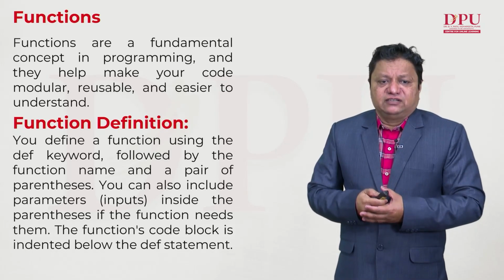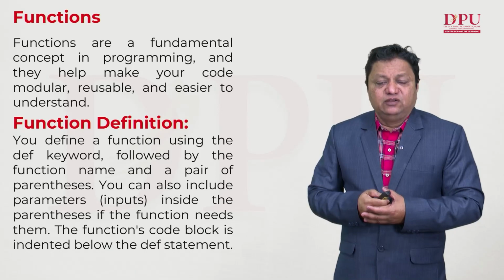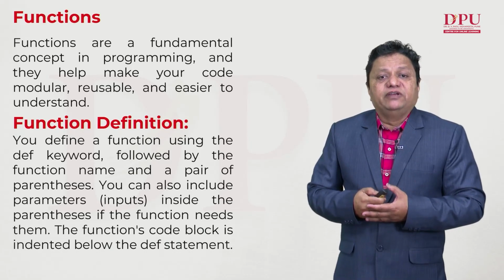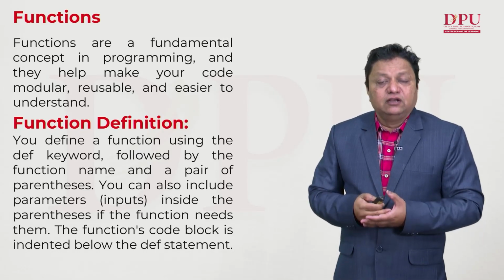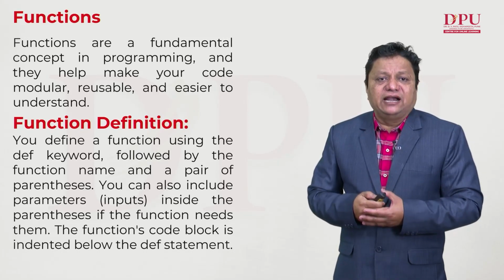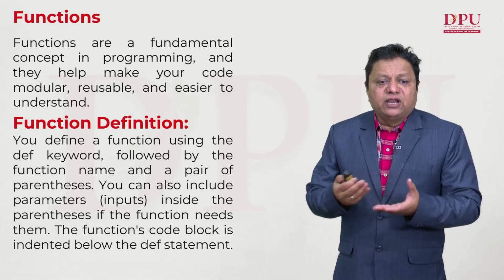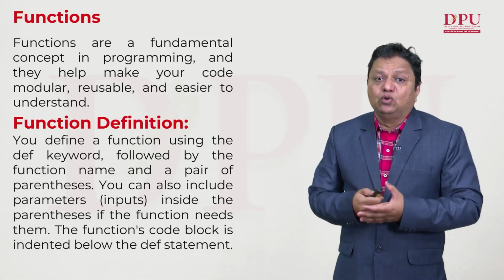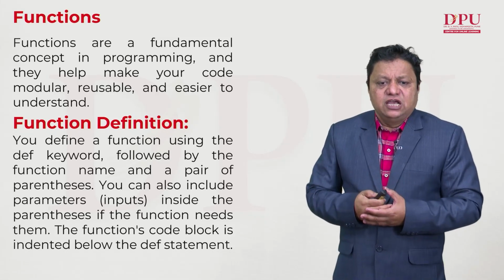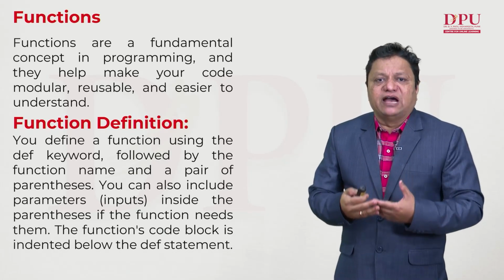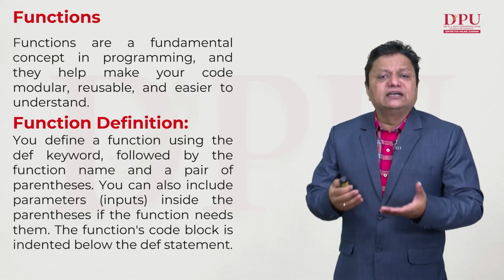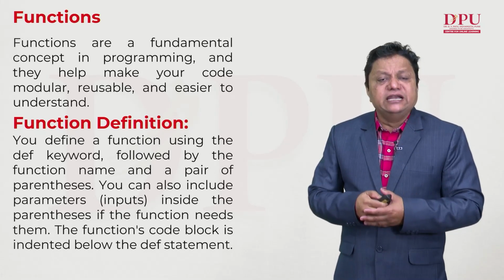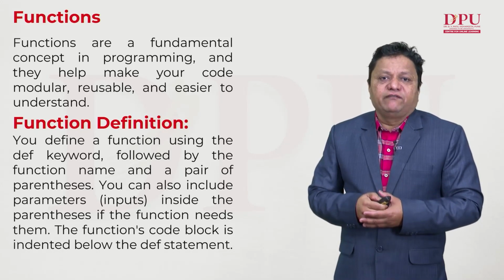Now how can we define a function? If you want to define a function in Python, we have to use the keyword def. The def keyword is used to define a function, followed by the name of the function and a pair of parentheses, and you can also include the parameters, that is the input variables, inside the parentheses if the function needs to accept some values from the user or from the caller of the function. So the function's code block is indented below the def statement.